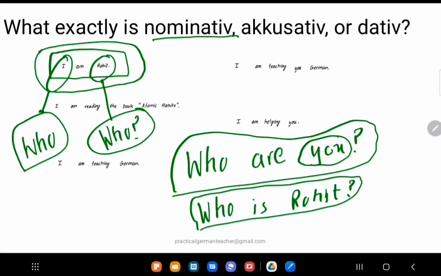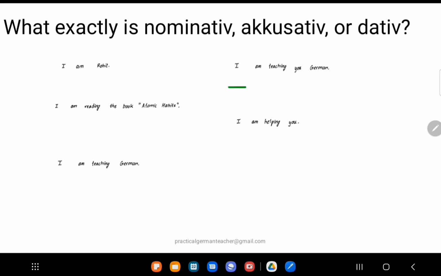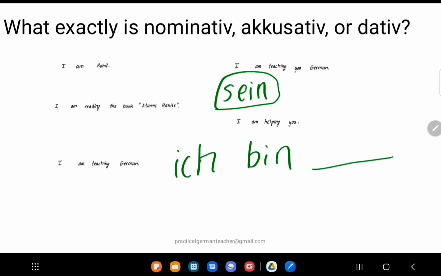That is why when you are using the verb sein, so let's say if you are saying ich and you have to use sein, it will be bin. Here also, let's say if you have a name, let's say Pascal. So here this one is also nominative, this one is also nominative, because the subject and the object, they both can be replaced by a who. So who is Pascal? Who are you? So whenever you can replace the entity, whether subject or object, with the help of a who, it is a nominative case.